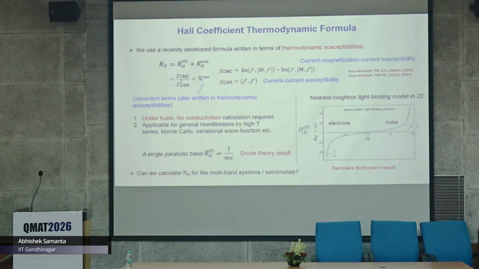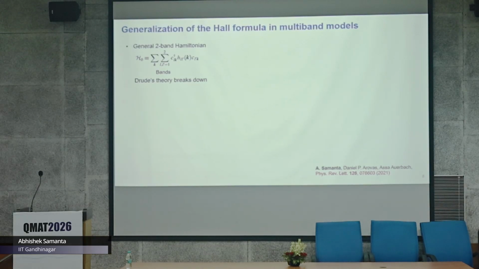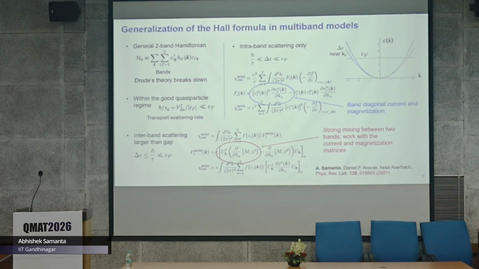So the next question we ask: can we calculate the Hall coefficient for multi-band models, or particularly for semi-metals? Why is it interesting? Because for multi-band models, the Drude theory breaks down because of intriguing Fermi surface topology and multi-band effects. Also, the multi-band conductivity calculations are very challenging, because one needs to deal with coupled Boltzmann equations with interband collision terms and so on, which is very complicated. Here I will not go into the details of the calculation, but we have set up a formalism where we can calculate the Hall coefficient for multi-band models, where we can incorporate both intraband and interband scattering terms.